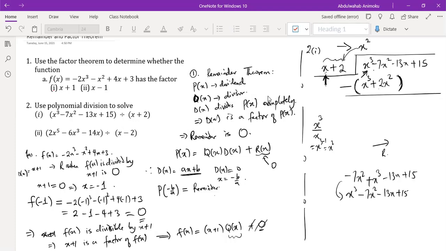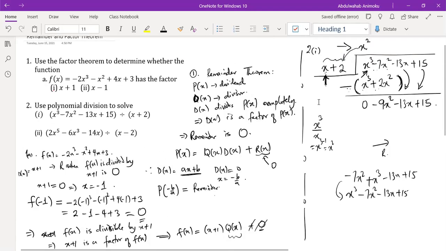So how does this work? x cubed minus x cubed, that will be 0. Now the next one is minus 7x squared, minus times plus is minus, so minus 7x squared minus 2x squared will give us minus 9x squared. Then we are done with this, so we bring down the remaining terms, which are minus 13x plus 15. Okay, so we continue. This is one full cycle.